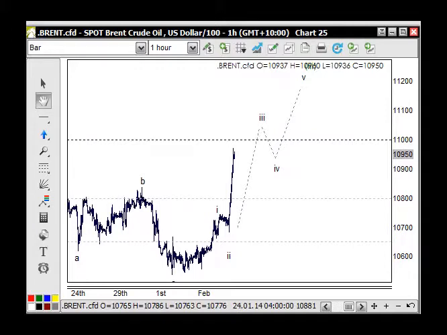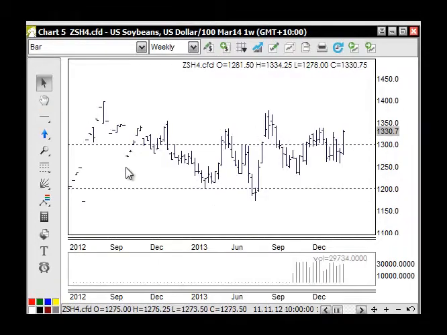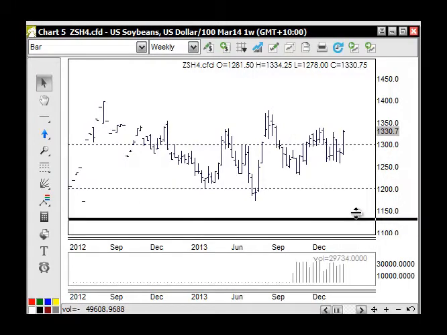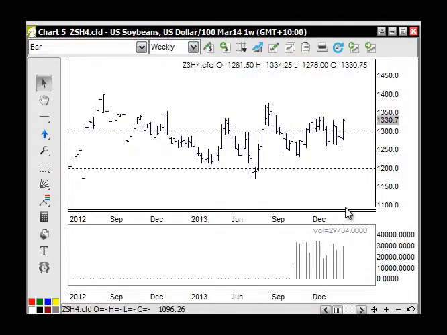Right. The grains are also in positive mode as well, with the indices and the other markets. So this is soybeans here. And one of the things here is that, as you know, we've been looking for support, a nicely tested support on 1300 here.